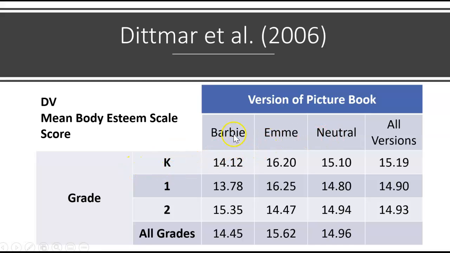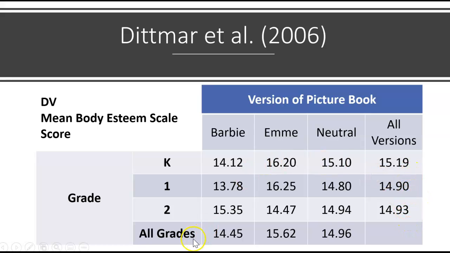So in the kindergarten group, you had roughly an equal number of participants in the Barbie book, the Emmy group, and the neutral group. Same for the first graders. A random number saw the Barbie book, the Emmy book, and the neutral book. Now this column over here is collapsing across all versions of the picture book. And you can see the means there.